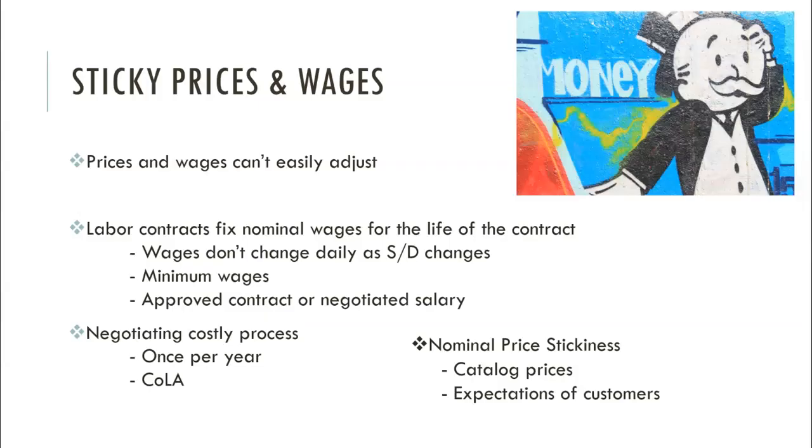And so this can cause some interesting dynamics in our markets, especially when we're trying to stay at that full or potential GDP. When prices and wages can't adjust easily, it's really difficult to stay at full GDP. Because as aggregate demand changes, if prices stay the same, then that means real GDP is going to need to change.